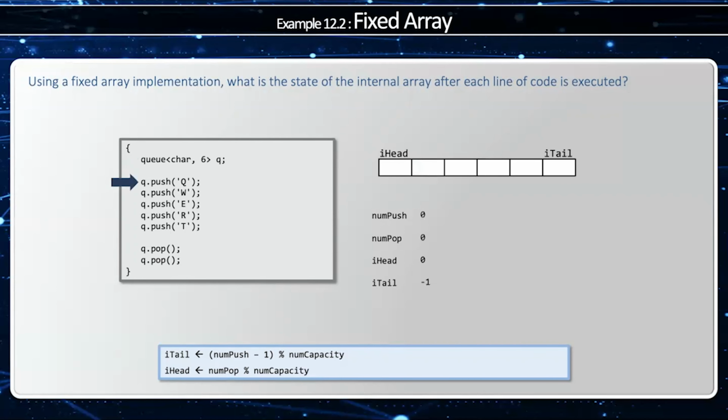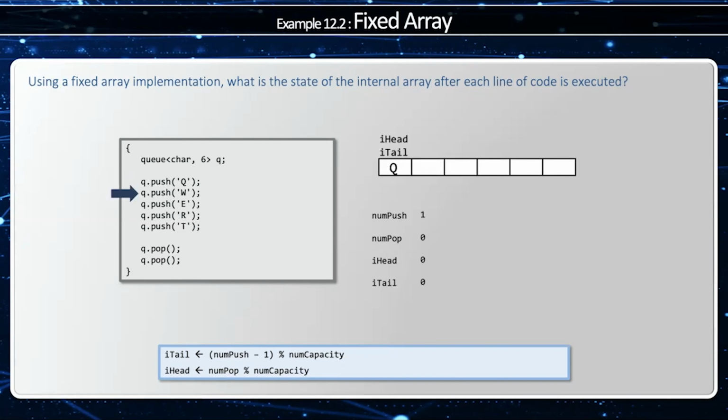Now I'm going to push Q. So Q will go into slot 0. And now numPush is 1 and numPop is 0. I pushed exactly once. And so my head is going to be numPop, which is 0 mod num capacity, which remains 0. And my tail would be numPush, which is 1 minus 1, which is 0 mod num capacity. So my head and my tail are both 0, so it's what I expect.